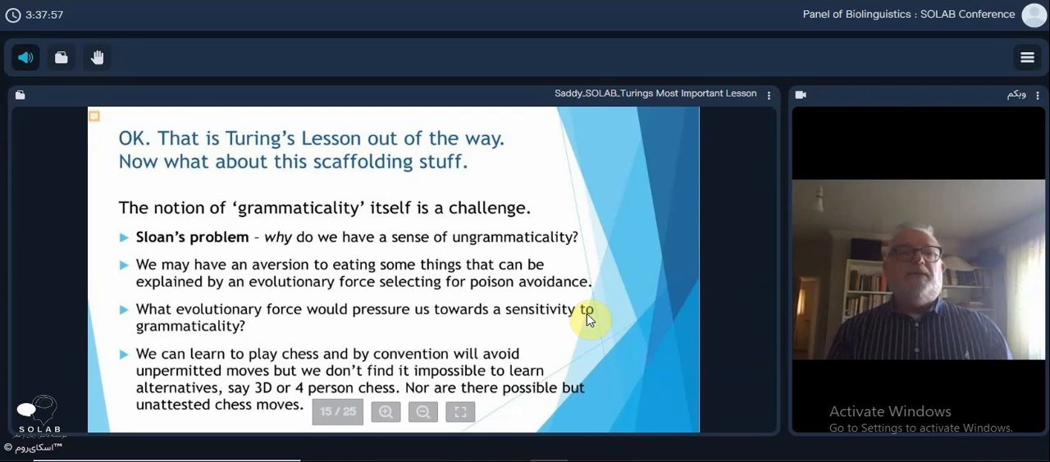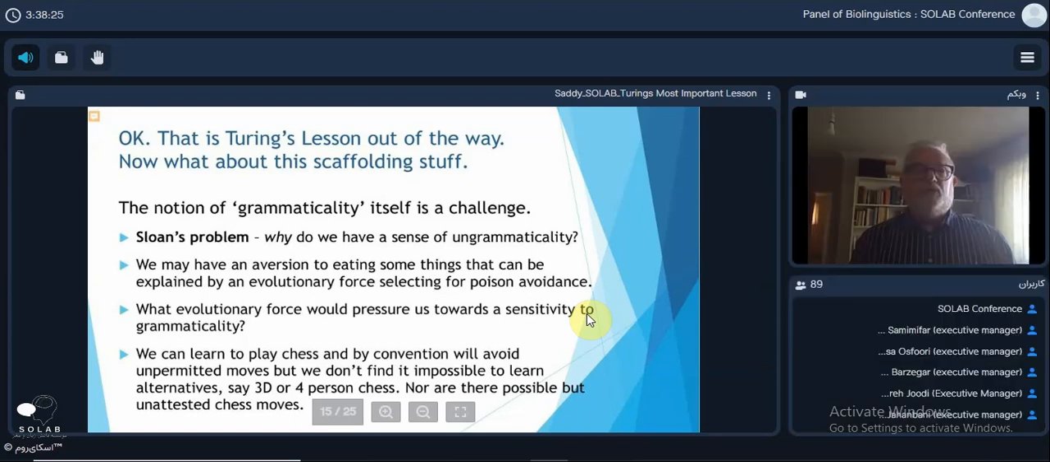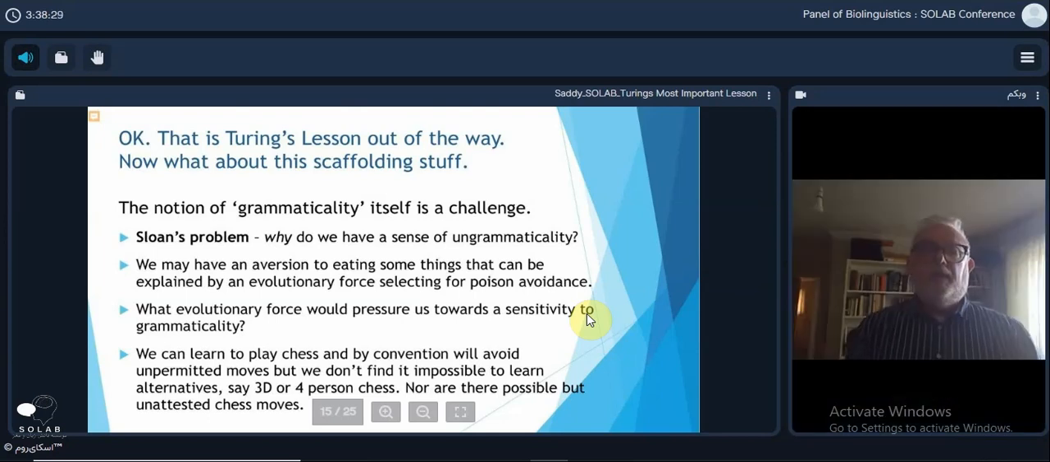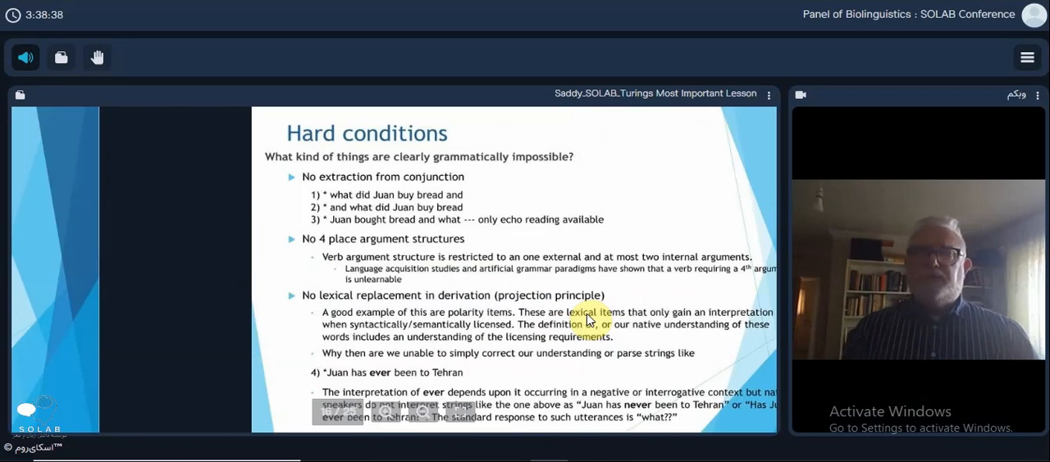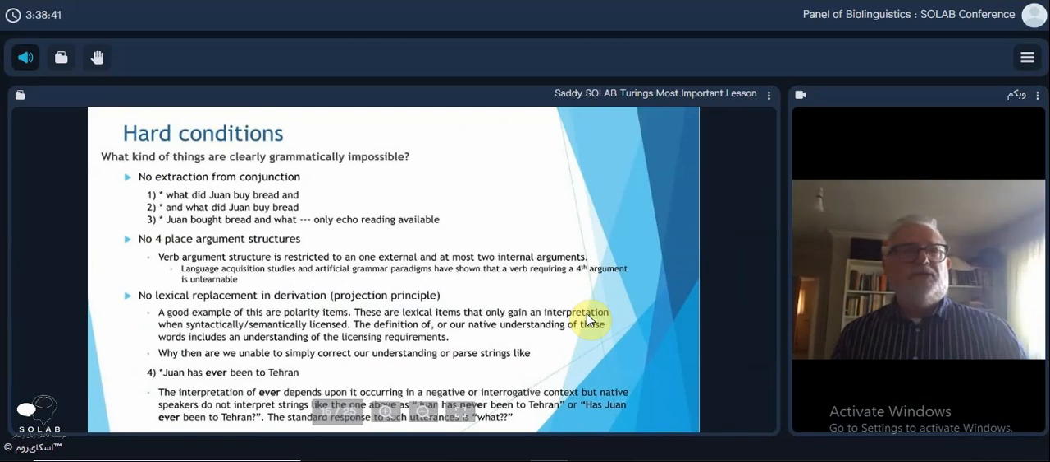Her point is simply that we can have an aversion to eating things. For instance, we don't want to eat tainted meat, and this can be explained by an evolutionary force trying to keep us from poisoning ourselves. But what kind of evolutionary force would pressure us towards a sensitivity to grammaticality? We can learn to play chess, and by convention we'll avoid unpermitted moves, but we don't find it impossible to learn alternatives like 3D chess or four-person chess, both of which are nightmares, by the way. Nor are there possible but unattested chess moves. So what is grammaticality? Well, that, of course, is a very interesting question all of its own.